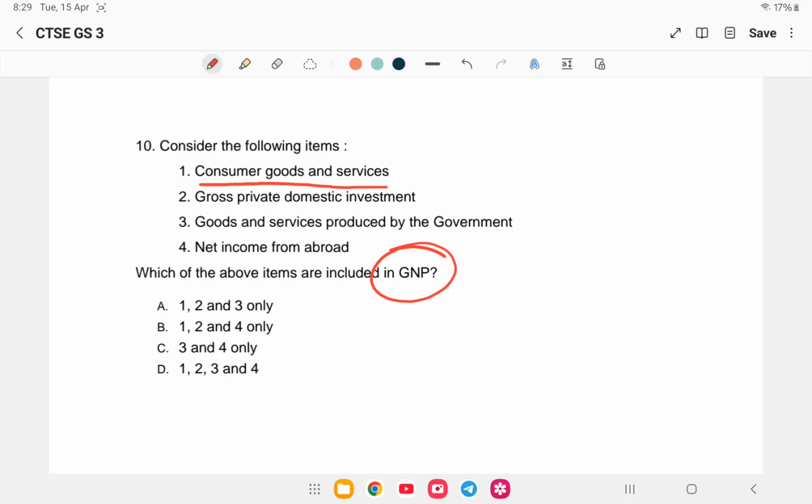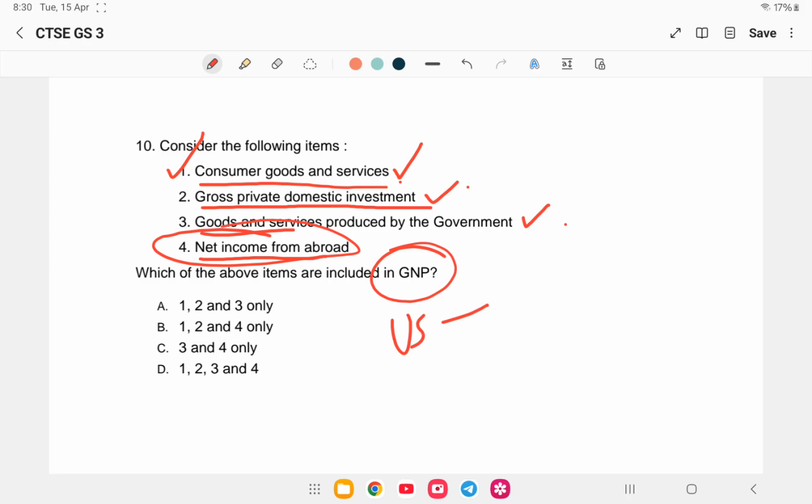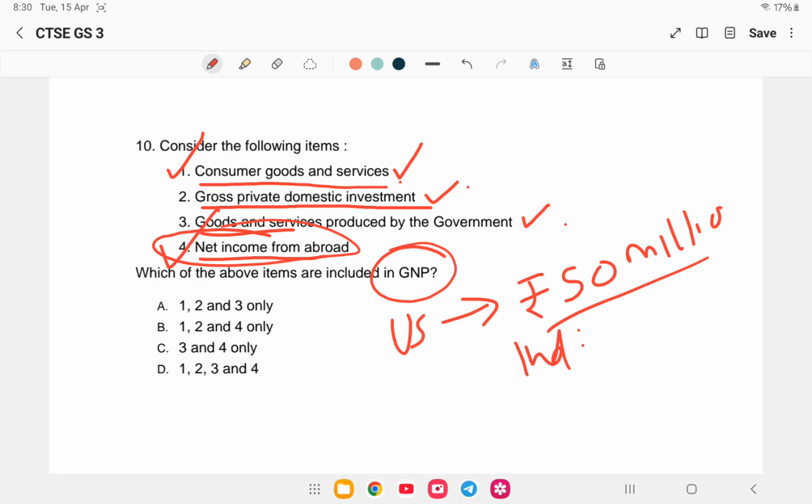So first of all, consumer goods and services are included, so 1 is included. Gross public and private domestic investment, that means public industries or public entities invest. Then goods and services produced by the government, and net income from abroad. Net income from abroad, for example, the US pays India rupees, for example 50 million. It means India benefits. So 4 is also included. So it will be option number D, that is 1, 2, 3, 4.